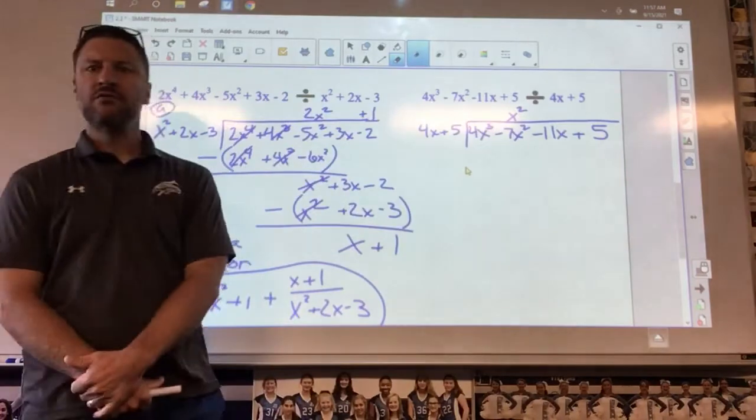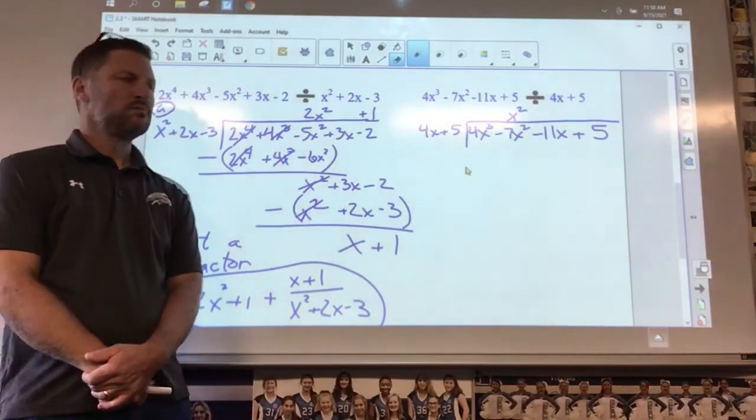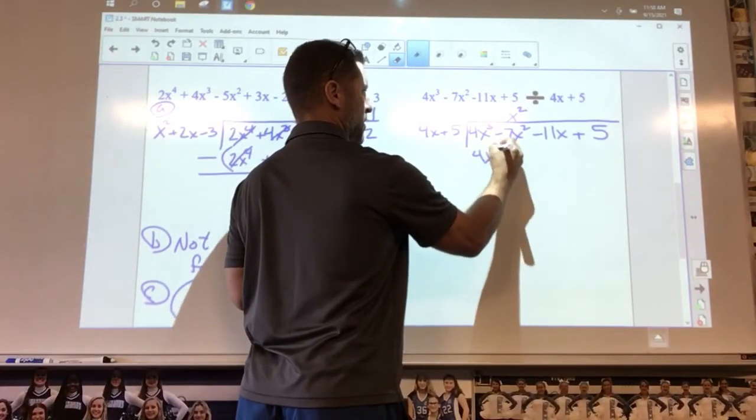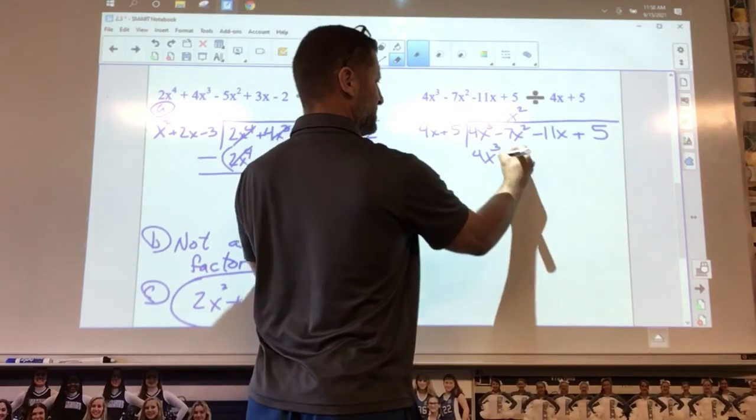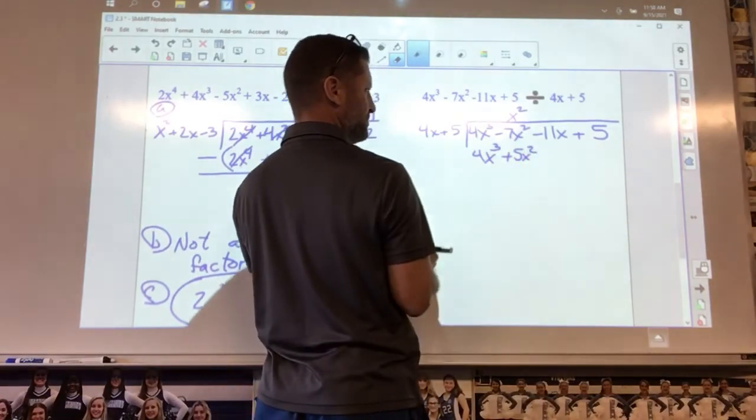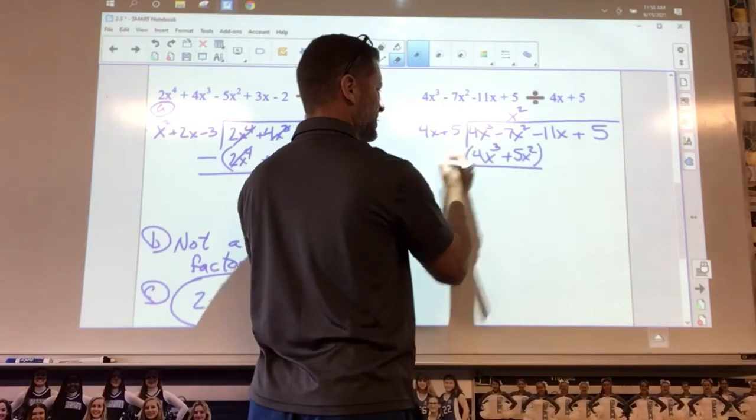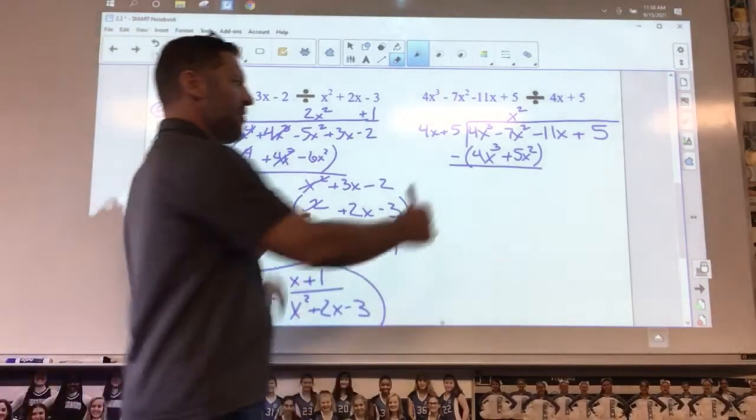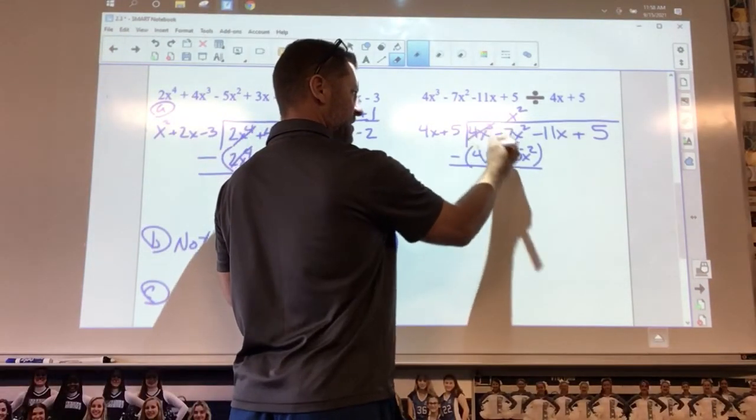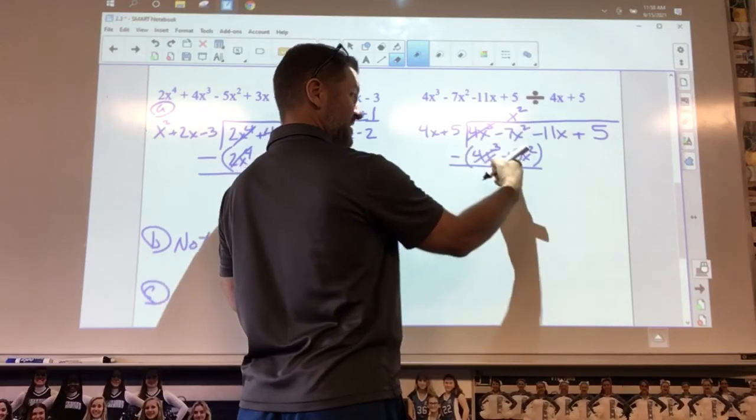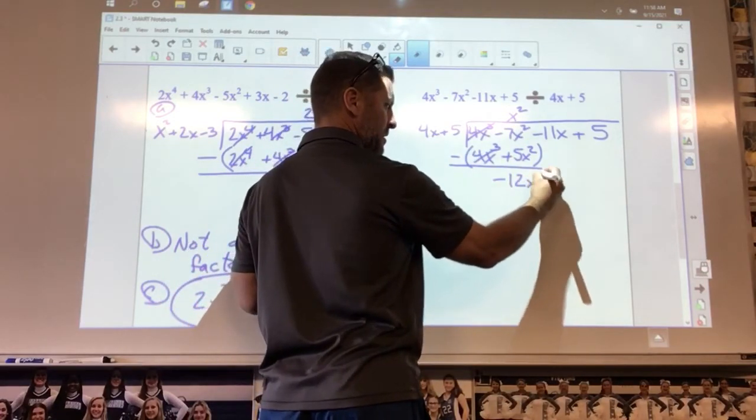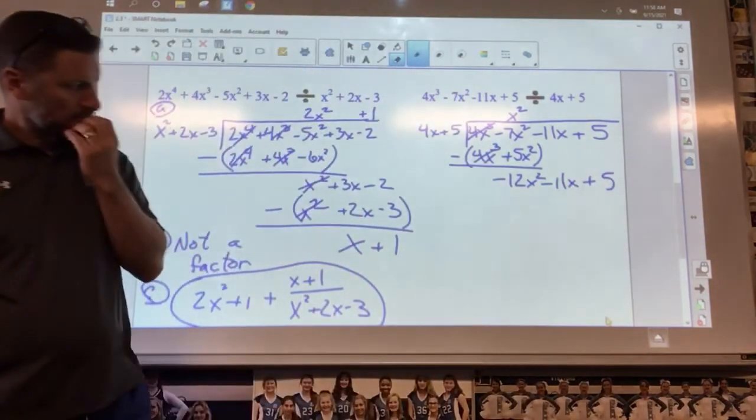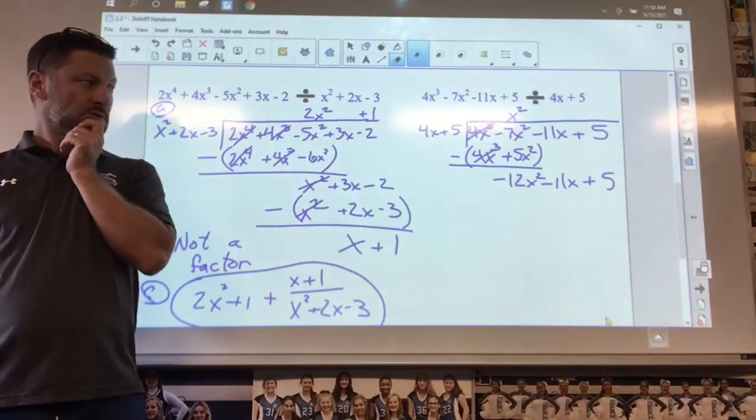Multiply, see what you get. Plus 5x squared. I don't know, maybe this one does have a remainder, I don't really remember. So I got 4x cubed minus 4x cubed is gone. I got negative 7x squared minus a 5x squared. Did you guys get negative 12x squared there? Yeah. Okay. Minus 11x plus 5. There's a remainder, I don't know, I'll have to see.